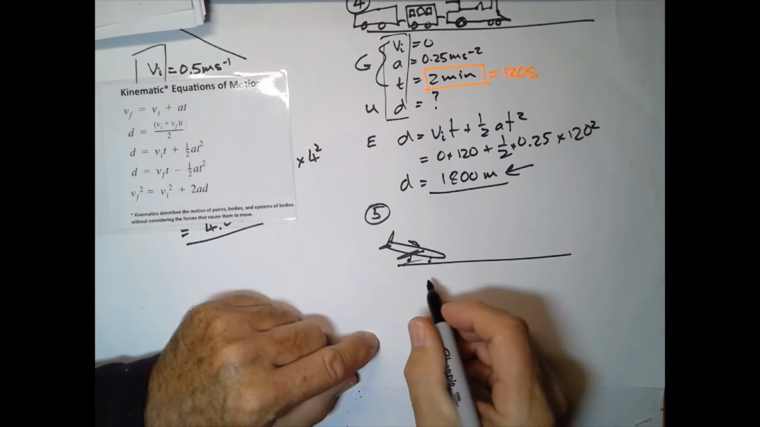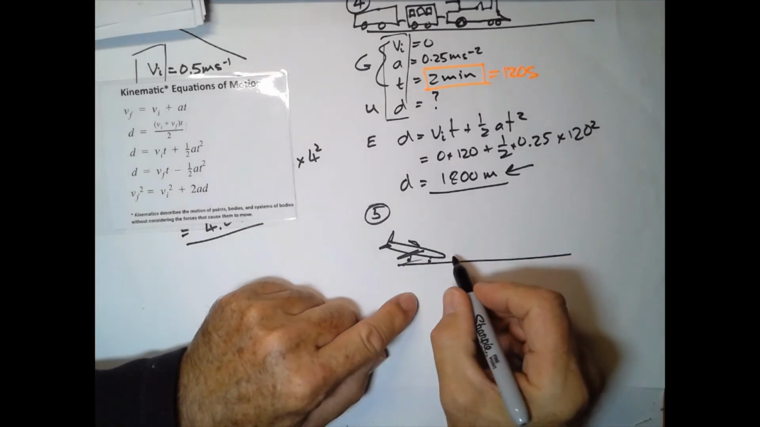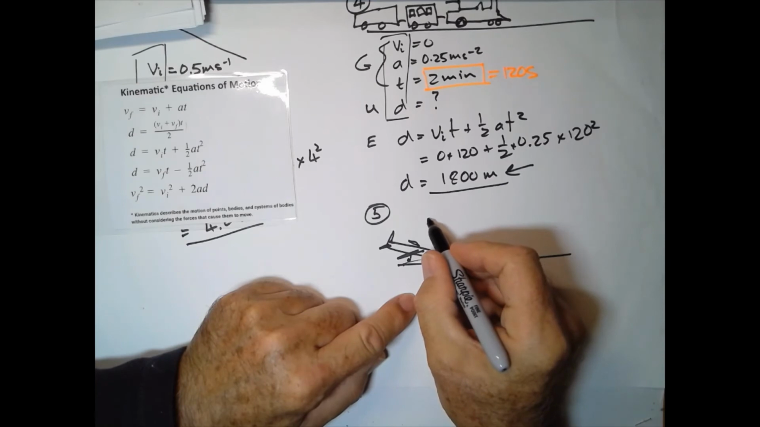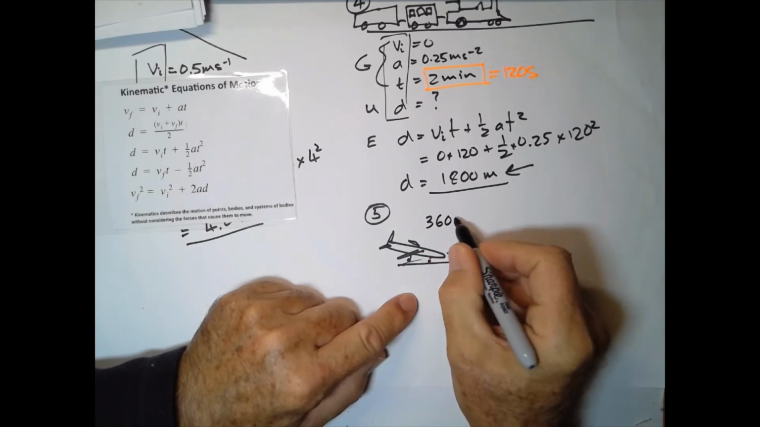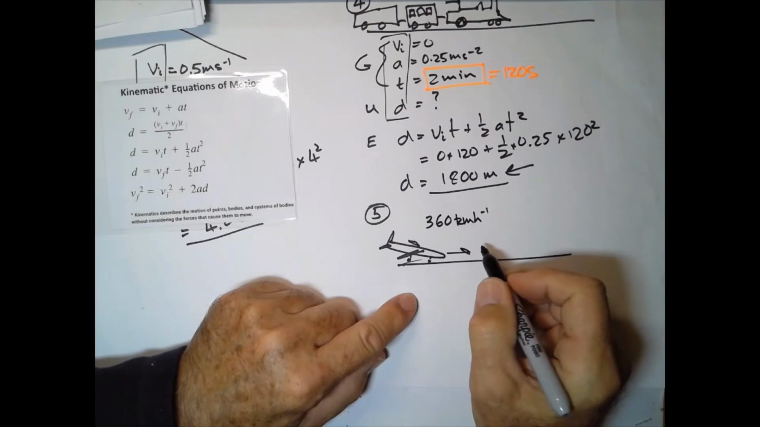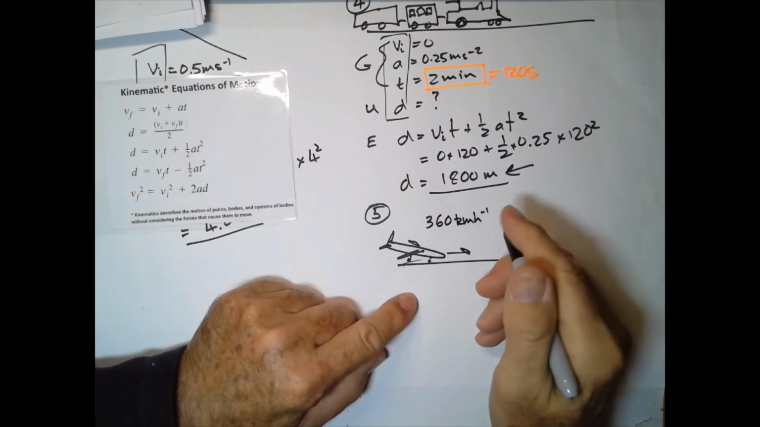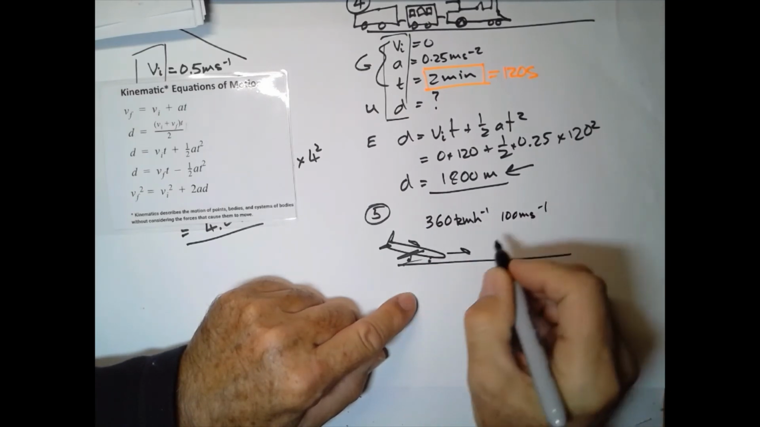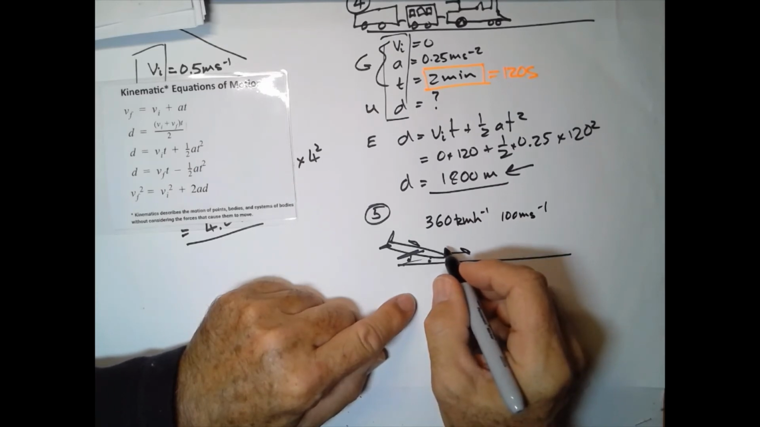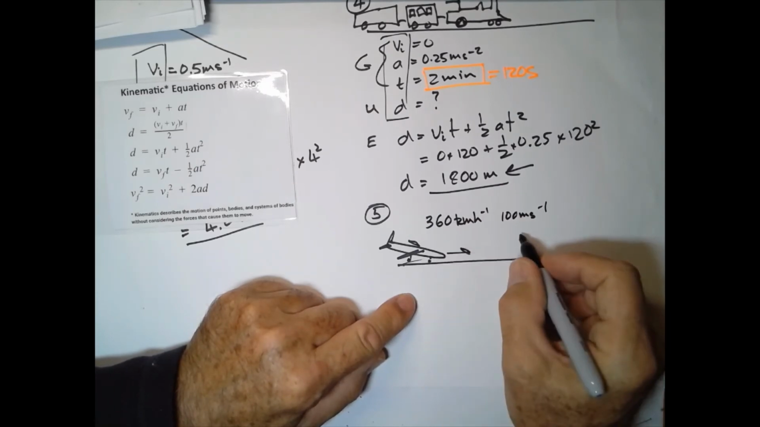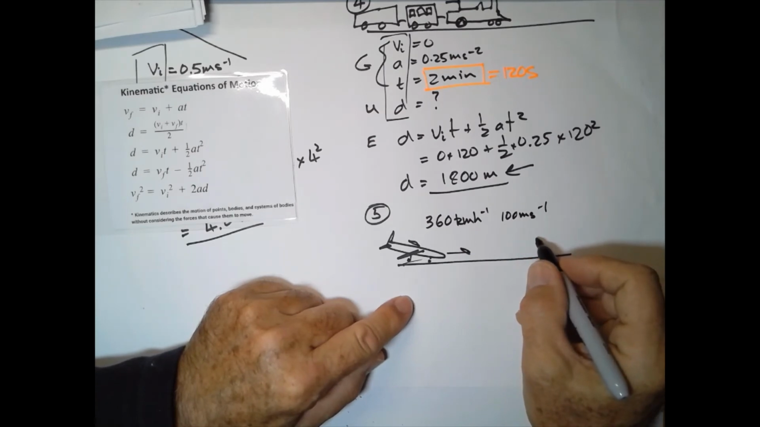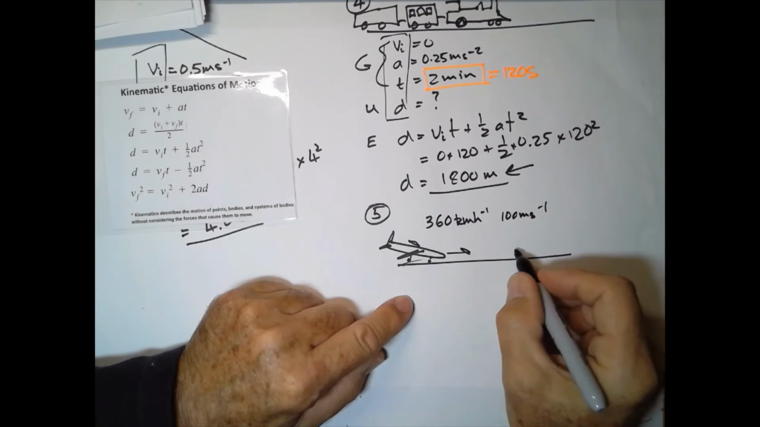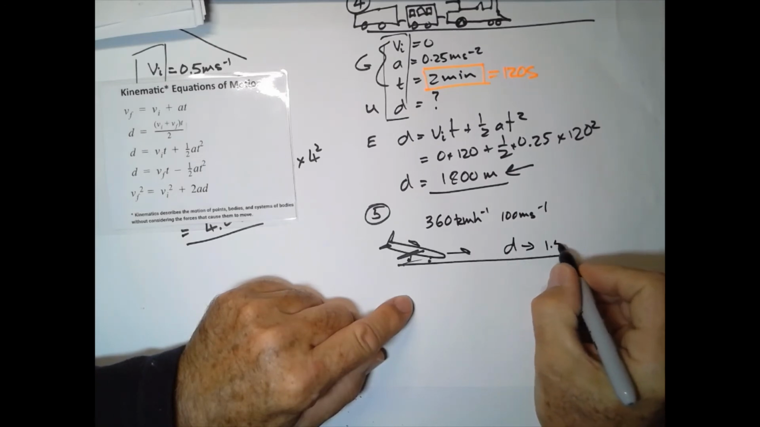Okay, I particularly like this one. We've got an airplane that's coming in to land. It touches the runway traveling at 360 kilometers per hour. I think that's a little fast actually. I think they tend to come in more like 200, but anyway. So that's 100 meters per second. An airplane touches down at 100 meters per second and it comes to a stop. And the distance it travels is 1.5 kilometers.